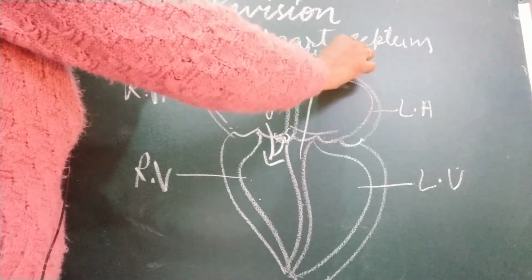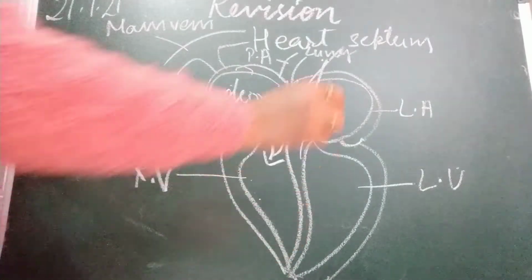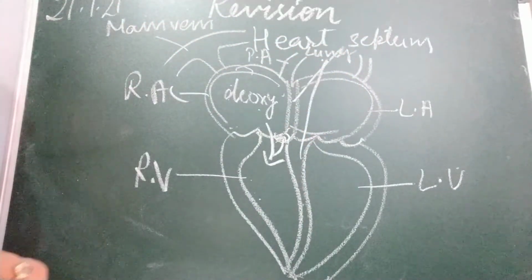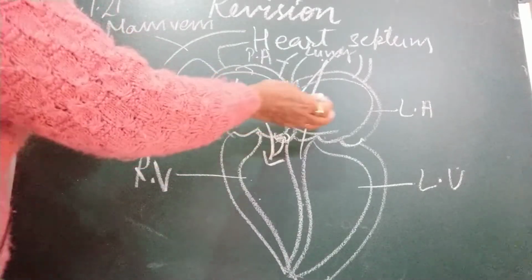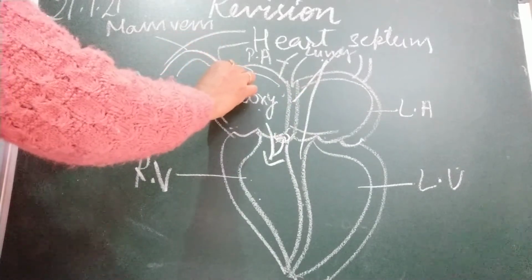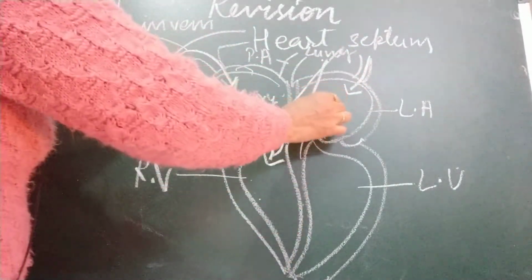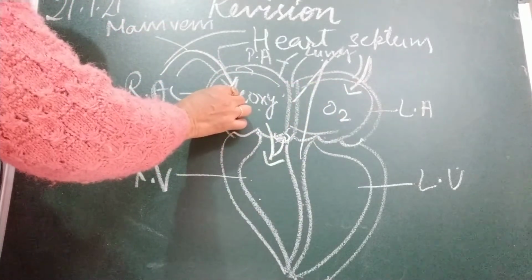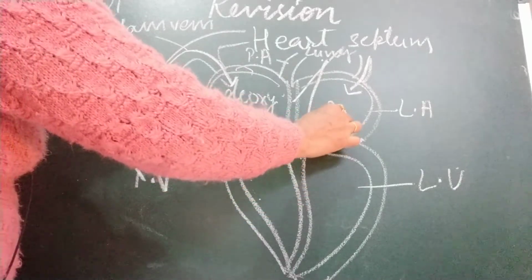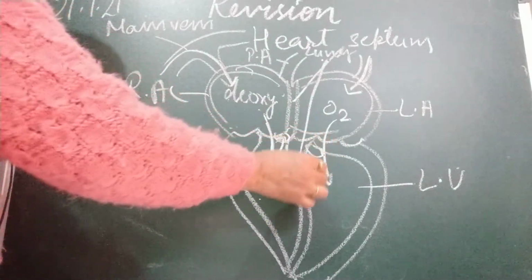This is the only artery which carries deoxygenated blood from the right ventricle to the lung. In the lung, purification of blood takes place, and the purified or oxygenated blood comes from the lung to the left auricle when it relaxes. Children, simultaneously both are relaxing. From here deoxygenated blood is coming, and from here oxygenated blood is coming.